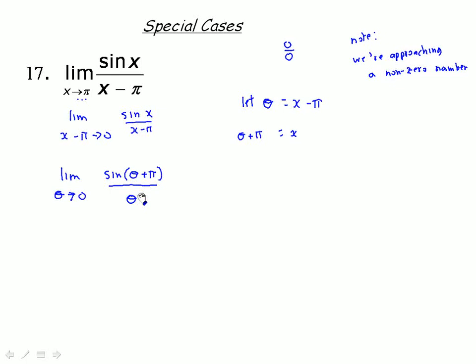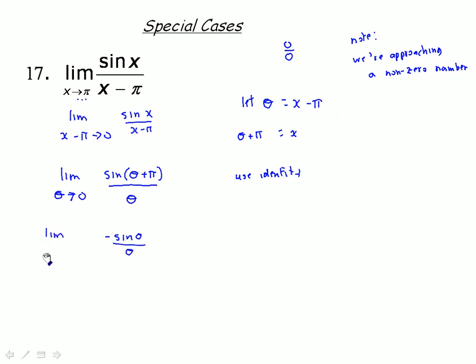Now that still isn't perfect, but if you use a sum difference formula on it, so use sine A plus B, that would be fine. But actually, better than that, if you take a look at your formula sheet, you don't even need to use a sum difference because that one is given to us. Conveniently, this is a cofunction identity, and the sine of theta plus pi is equal to negative sine theta. So negative sine theta over theta.